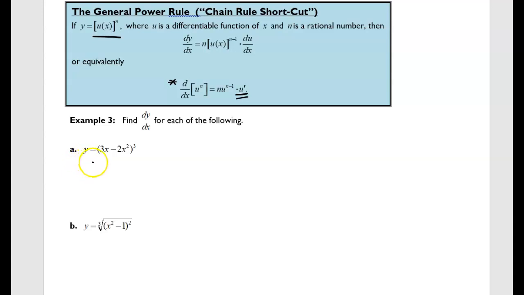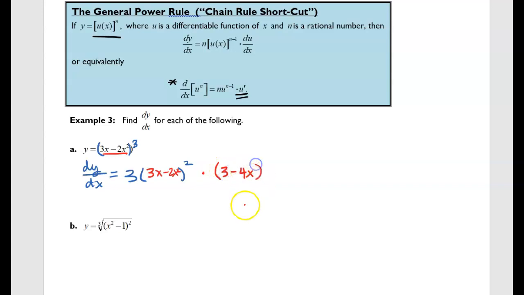In part A, we have 3x minus 2x squared to the third power. So again, I can recognize my outside function as something to the third power, and then my inside function as 3x minus 2x squared. So I'm going to take my derivative of the outside function, so just 3 something squared. Then I leave the inside the same, 3x minus 2x squared, and then multiply by the derivative of the inside. Make sure you use parentheses here, 3 minus 4x.